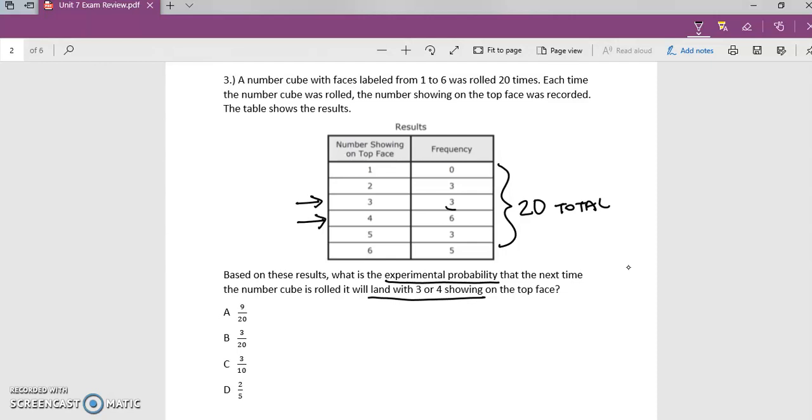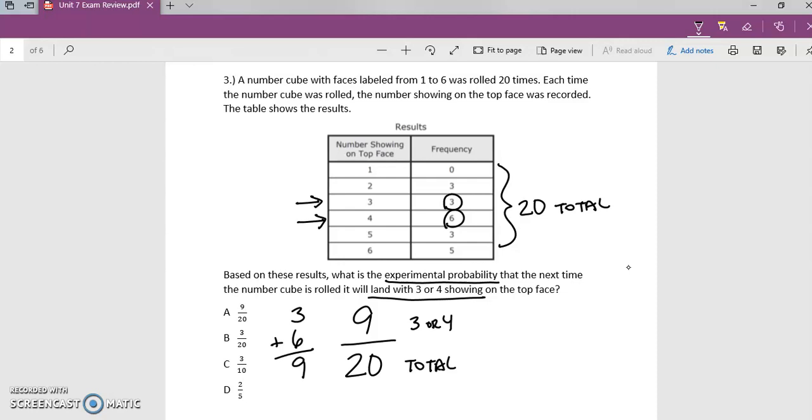So how many times did it land on a 3? 3 times. How many times did it land on the 4? 6 times. So that means out of those 20 times, it landed on a 3 or a 4 9 times. So 20 total. And remember, 9 times it landed on a 3 or a 4.